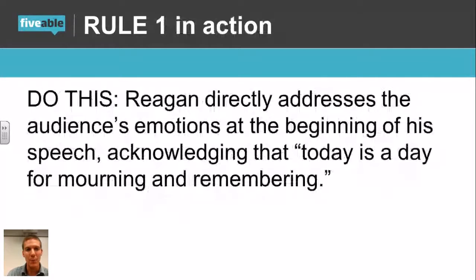Let's go back to my example previously. Reagan directly addresses the audience's emotions at the beginning of his speech, acknowledging that, quote. If I just said, today is a day for mourning and remembering, you could totally do that. Comma, Reagan says as he blah, blah, blah. But why I recommend rule 2 is because most students who start with a quote just end with a quote. And you definitely don't want to just throw a quote in there.